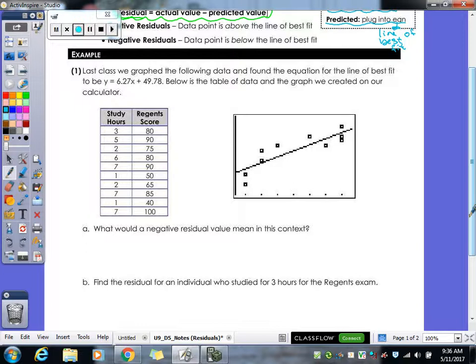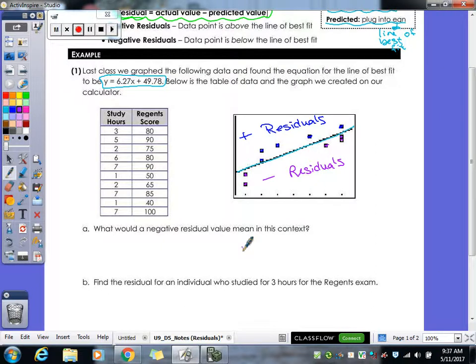So here we have the problem we were dealing with last class, where we had our study hours and our region score. We figured out that that was our line of best fit. So over here is a picture of our scatter plot. Here's our line of best fit, going right through the middle of the data. So these points up here are all positive residuals because they are above your line of best fit. Then these points down here would be what? Negative residuals, because those are below your line of best fit.